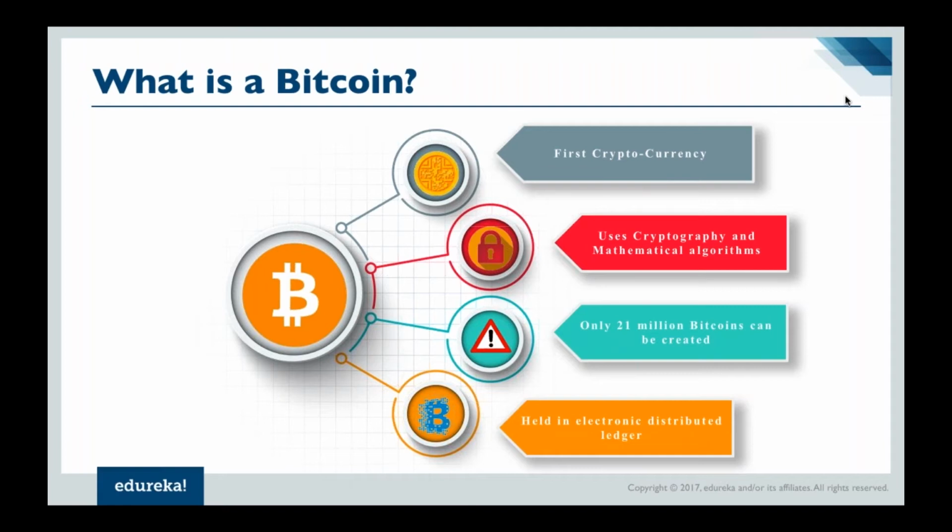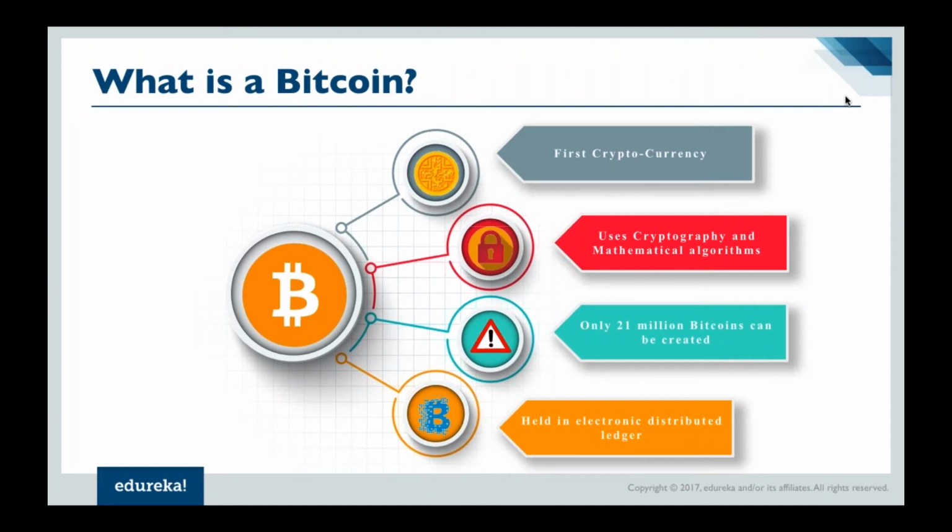There is a limit set in the software for Bitcoin generation, and Bitcoin is not generated in an unlimited fashion. There is a scarcity set in the software, and only 21 million Bitcoins will ever be created. That's how the Bitcoin software is designed. With every new block created by miners, some new Bitcoins are generated, and those Bitcoins are given to the miners as an incentive for mining. The Bitcoins are held in an electronic distributed ledger, which is a public ledger.